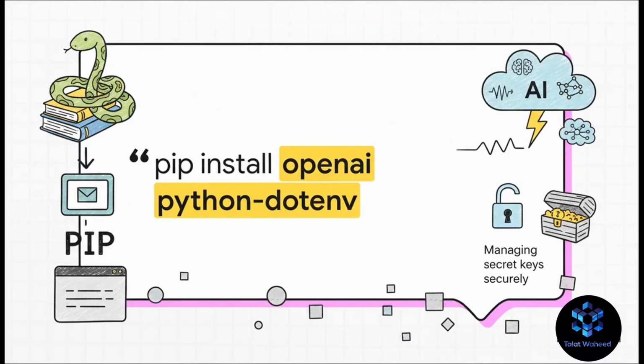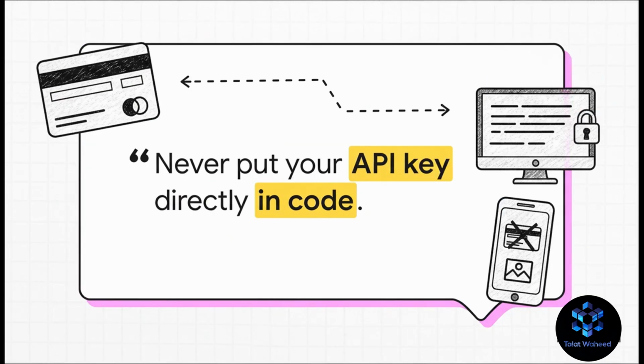Okay, and then run this command. pip is Python's installer, and we are telling it to grab two things for us. First is openai. That's the official library for talking to the AI, and the second is python-dotenv, which is a nifty little tool we are going to use to keep our secret keys safe.